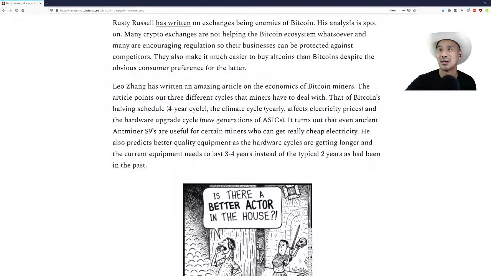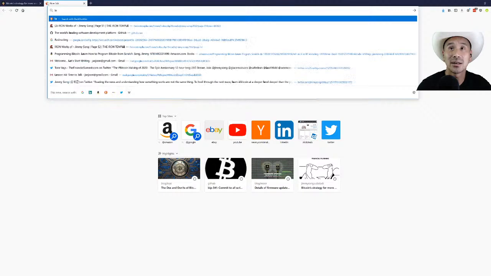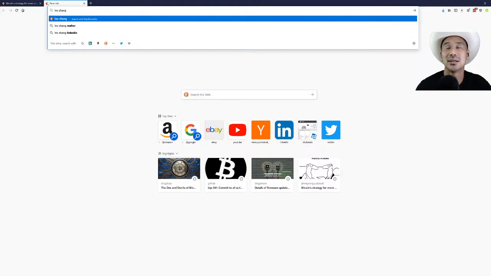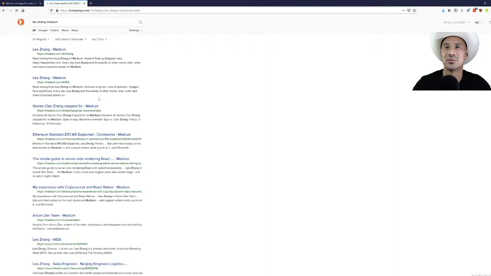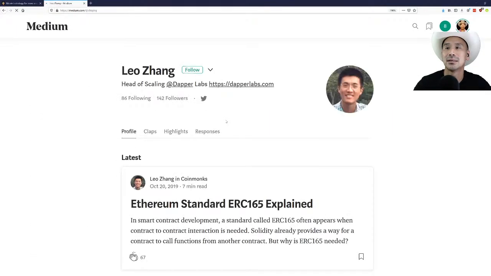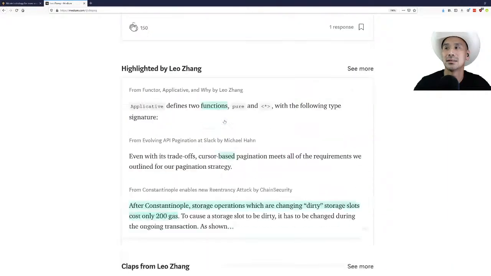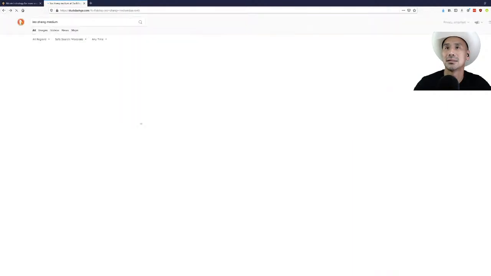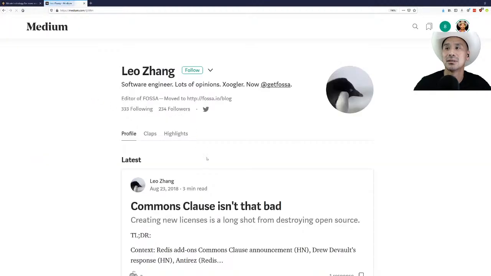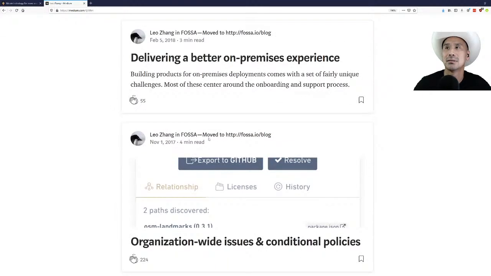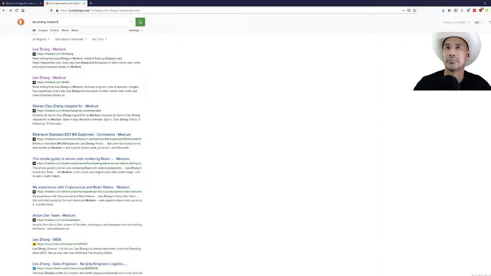Leo Zhang, looks like I didn't link the article. That is tragic, which means Leo Zhang, Medium, because that article was amazing. That is probably not the right Leo Zhang. Medium mining.